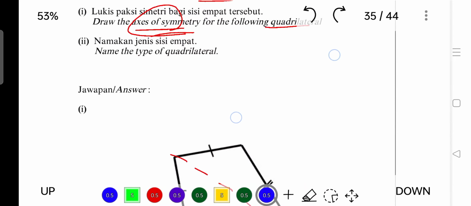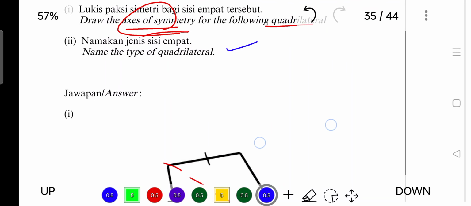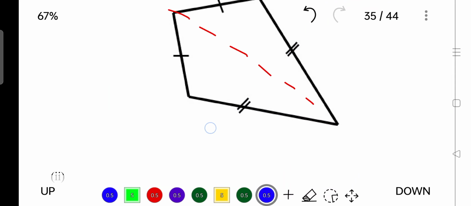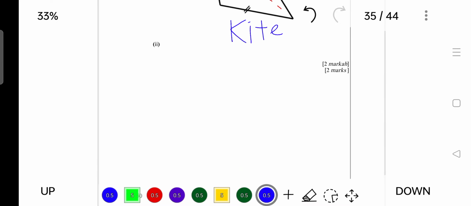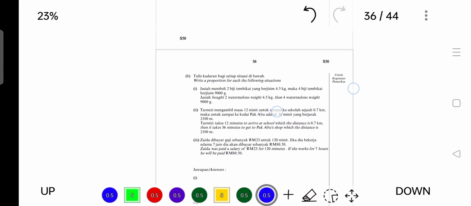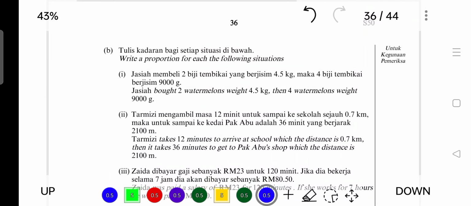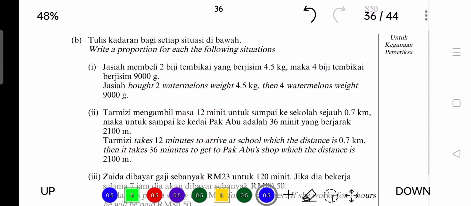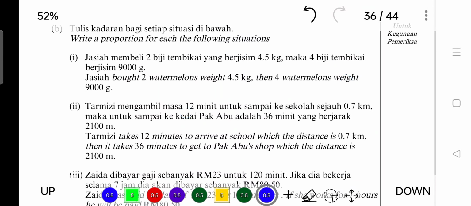All right, and the next question is you have to name this quadrilateral. This is the shape of a kite. Very simple question to score 2 marks. You see, question A in part C is never difficult, so you must be able to answer. Question B will be 50-50, the difficulty level. All right, so come, let's look at this.